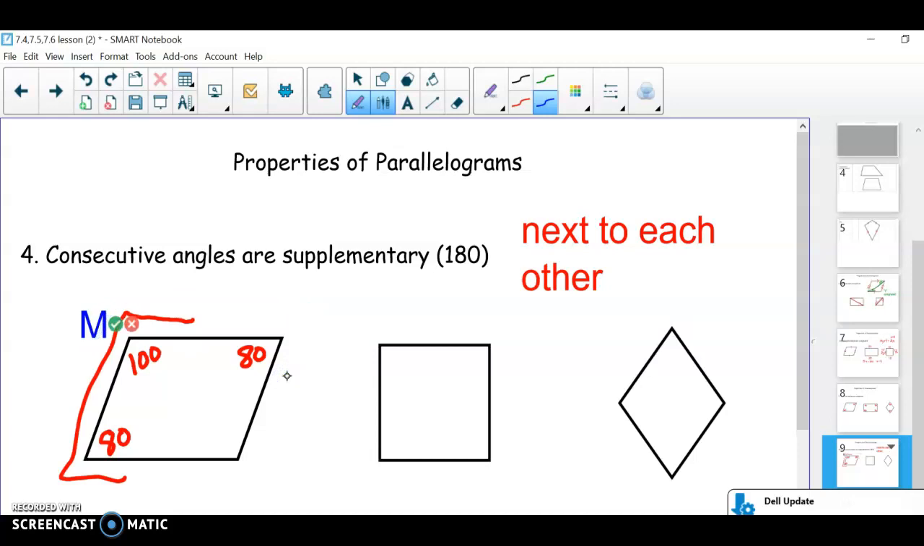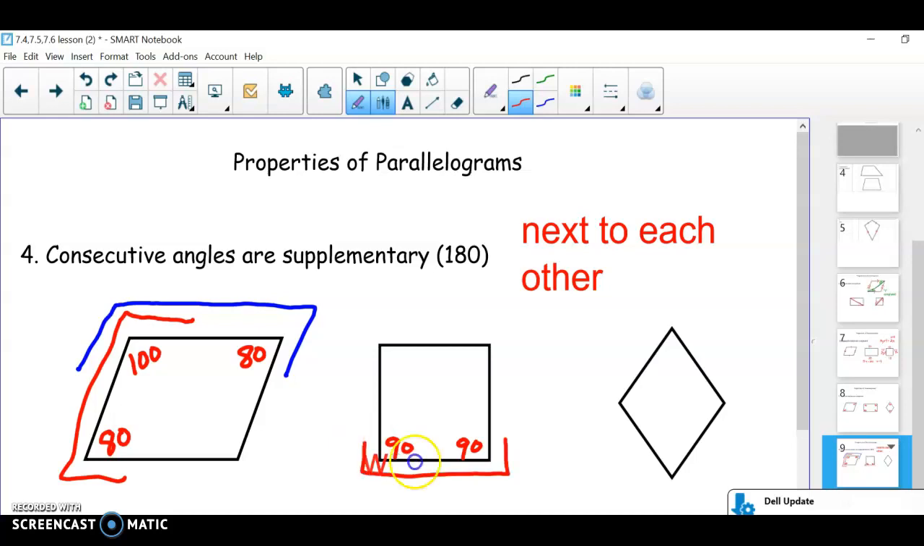Okay, so if we look at it in terms of a square, we know that this angle is 90, so the angle next to it, or consecutive to it, should have to add up to 180. So 90 and 90, yep. And we know, because in a square all of those should be 90, that that makes sense. And then here's our C. Okay.